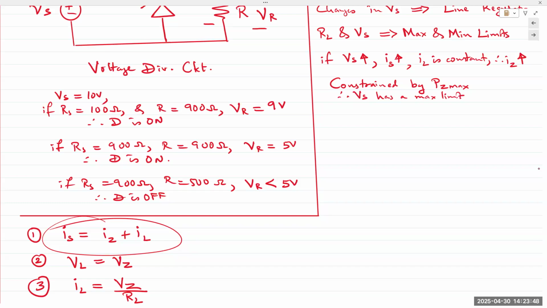Vs has a maximum limit. And the minimum limit is obvious. If it falls below a certain level, the diode's not going to turn on.